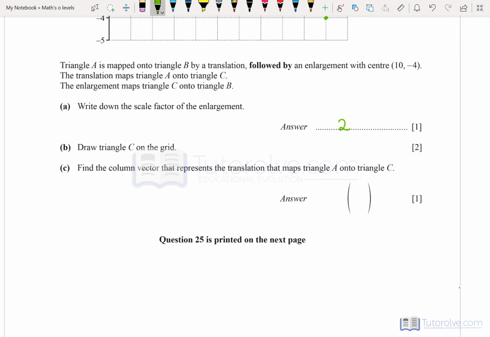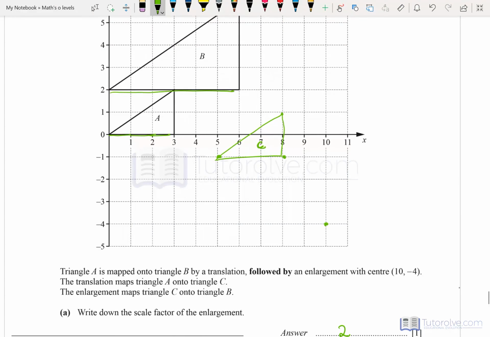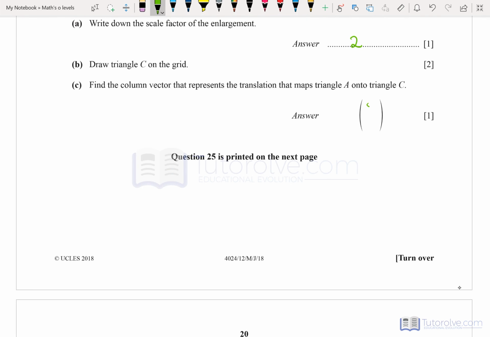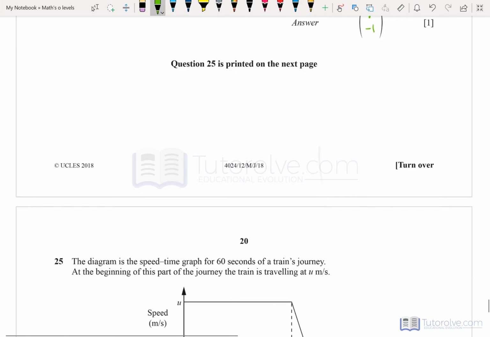So we need to find the column vector that represents the translation that maps A onto C. So this is very straightforward. If you look at this vertex right here, this is at 0 and 0. And the same vertex moved to 5 and minus 1 here. So you can visually see that this 0, 0 moved 5 and minus 1. So the column vector for the translation is (5, minus 1).